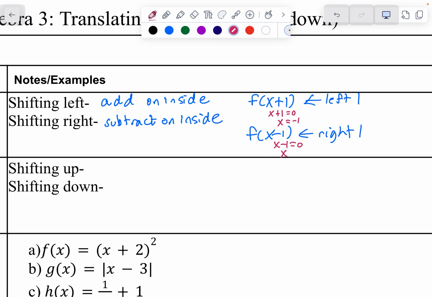So let's just make a little note. I'm going to make a little note here. You already have them, so you don't have to. We're going to just graph those functions. Okay, so this one went left 2. This one went right 3. This one went up 1. This one went down 3. And this one went left 1 and down 3.